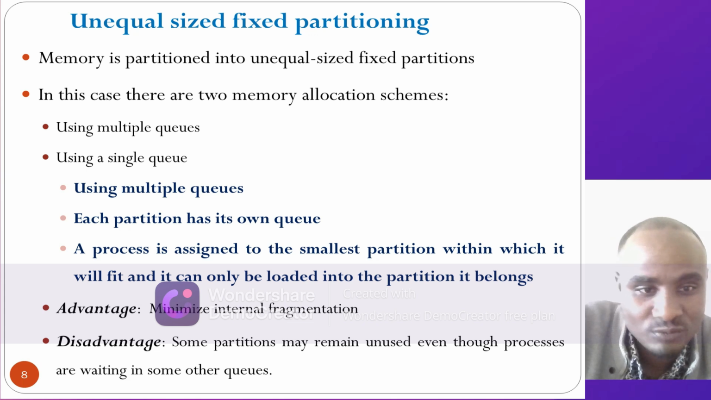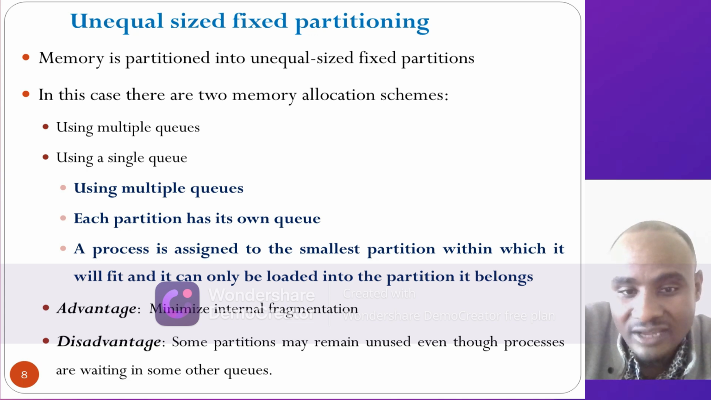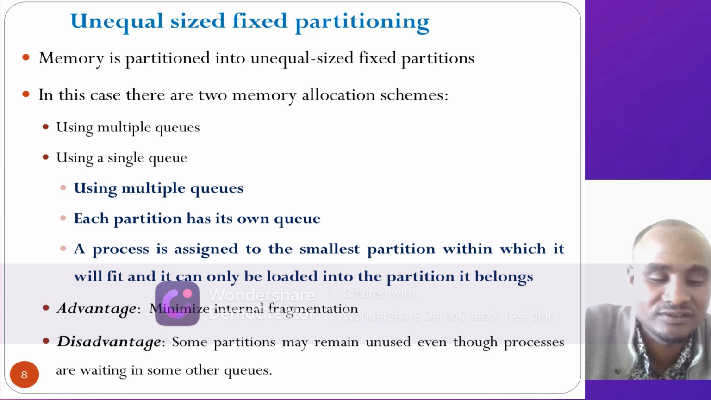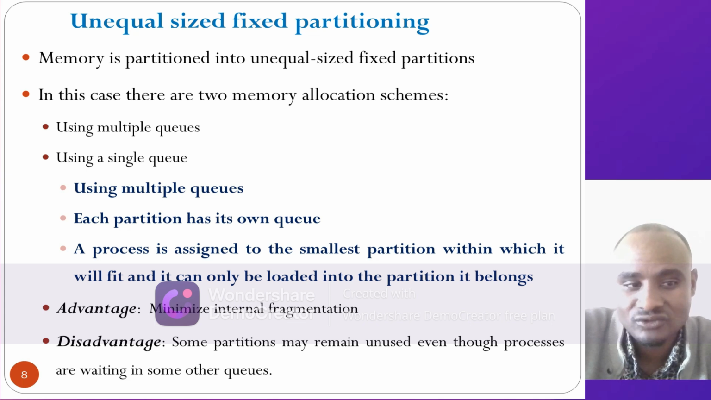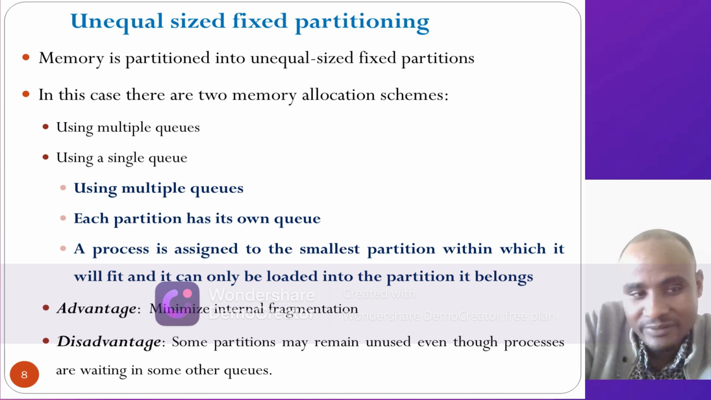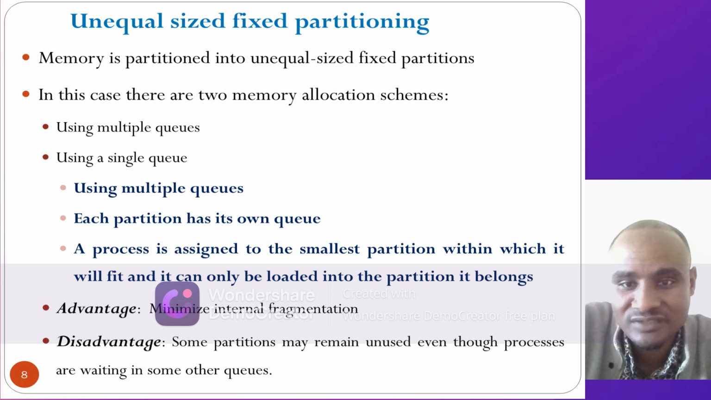A process is assigned to the smallest partition in which it will fit and it can only be loaded into the partition it belongs to. That means if a process requires 2 megabytes of memory, then 2 megabytes of memory is assigned to this process. If there is 5 megabytes of memory, or for example 10 megabytes of memory, and this process only requires 2 megabytes, then the memory space of 2 megabytes is assigned for this process.